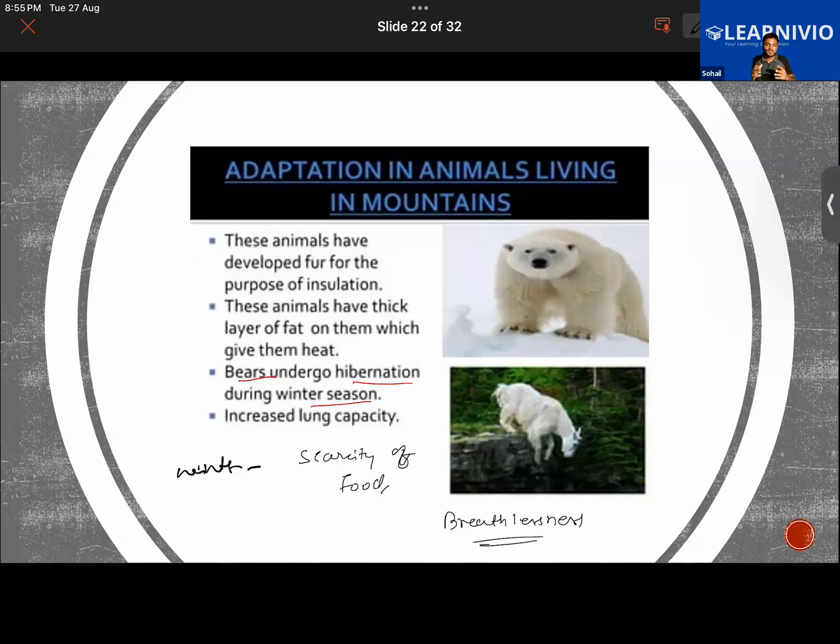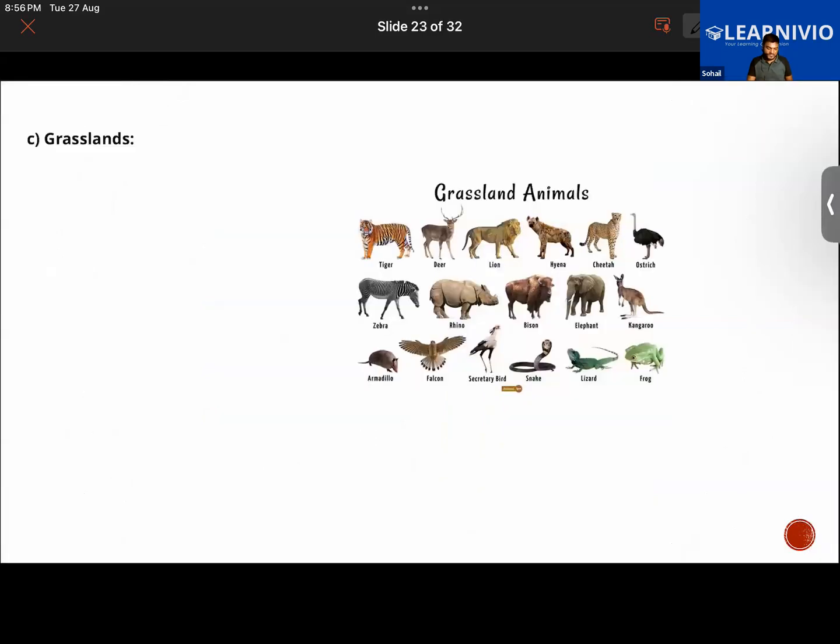Their lungs would usually be bigger in size, so that they can take maximum oxygen from the air. So the lung capacity increases. Getting it? For example, if we were to compare the lungs of a mountain goat with a normal goat found in the low-lying areas, the size of the lung of a mountain goat will be bigger because its capacity is more. That is one such adaptation.